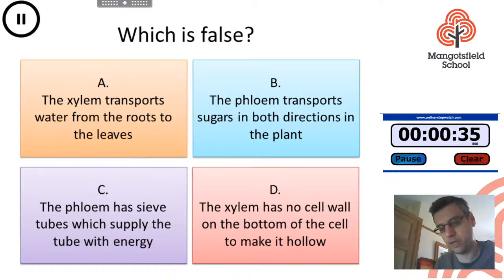So three true facts about the xylem and the phloem, and one false one. Can you find the false one? Can you work out why it's false? What is the deliberate mistake?